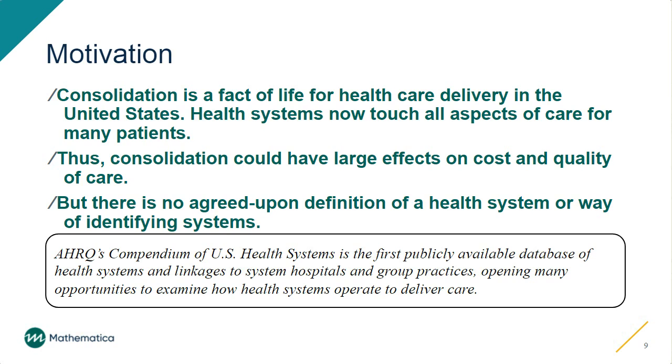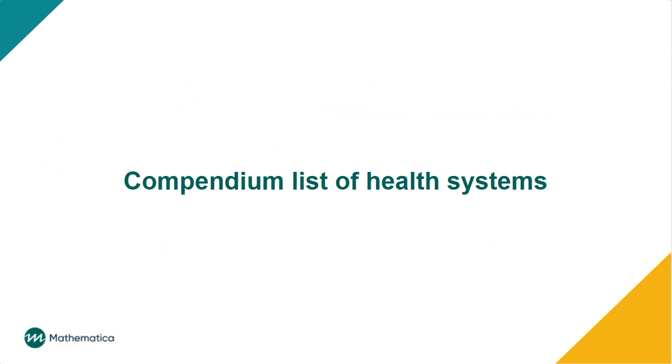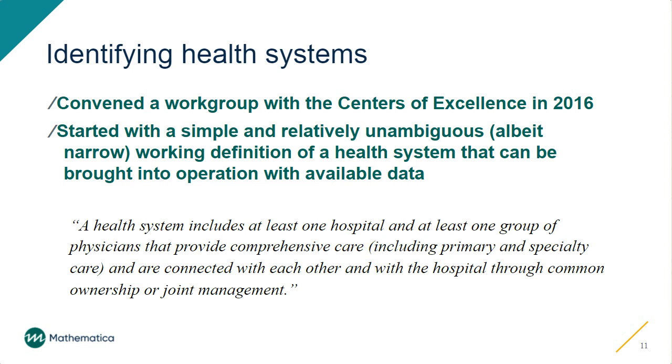The first of the three files that I'll be discussing that compose the compendium is the list of health systems. Before we created a database of health systems, we had to identify them. So the first step in that process was to convene a work group with the Centers of Excellence that Jean mentioned a few slides ago, back in 2016. And it's quite a difficult task to define health systems, as I'm sure you can imagine. If we all wrote down our definition, we probably would have a definition for every person that's joining today.